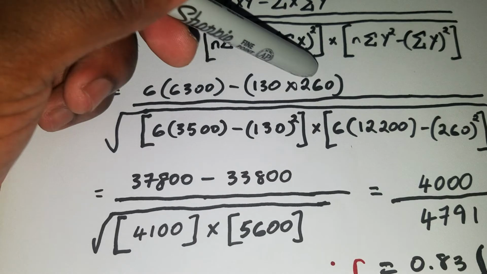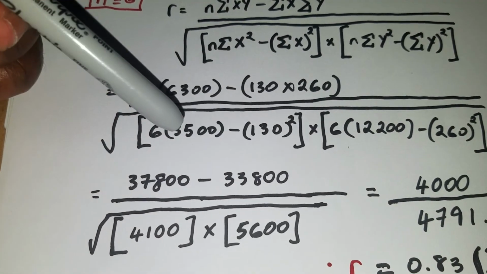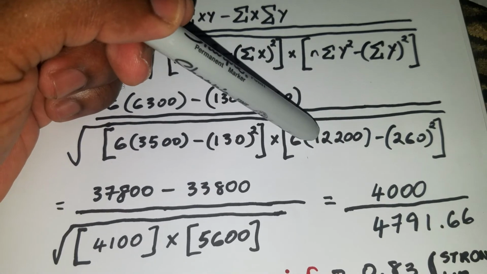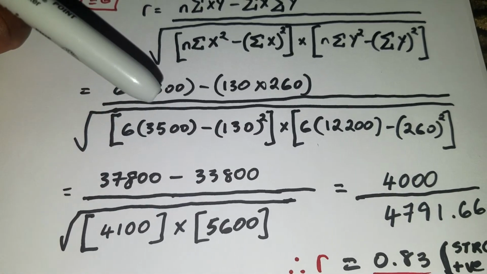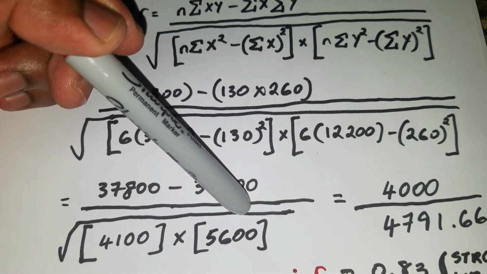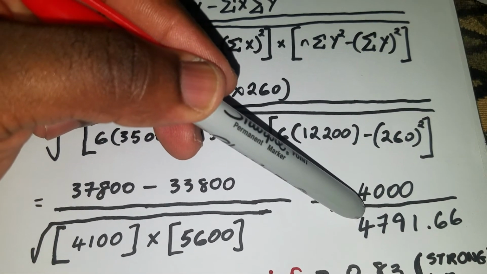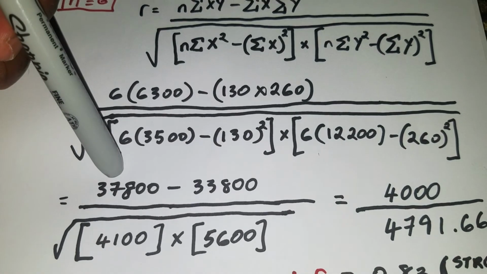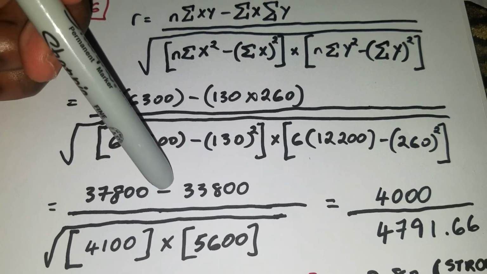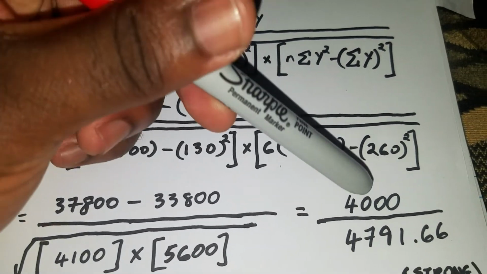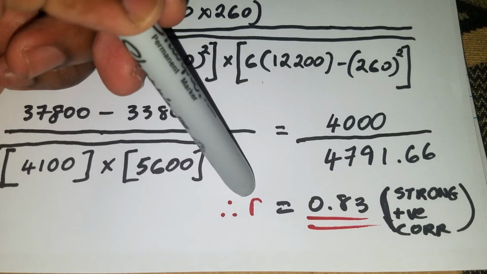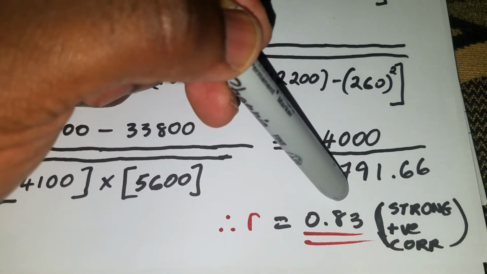37,800. 130 times 260 is 33,800. And when we work out this left bracket, we get 4,100. When we work out this right bracket, we get 5,600. So when we multiply both and square root the answer, we will get 4,791.66. And when we say 37,800 minus 33,800, we end up with 4,000. So after dividing, we see that the coefficient of correlation, R, would be equal to 0.83.